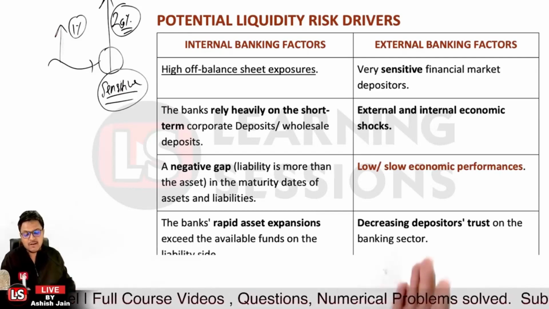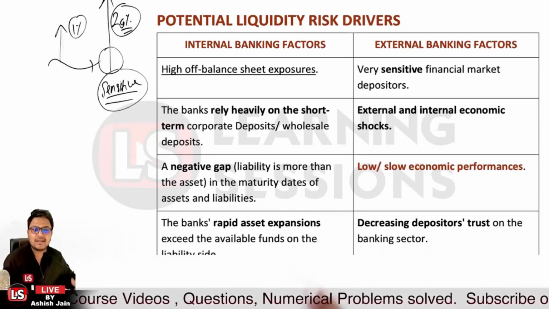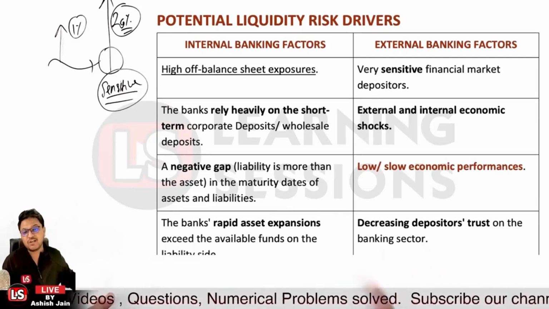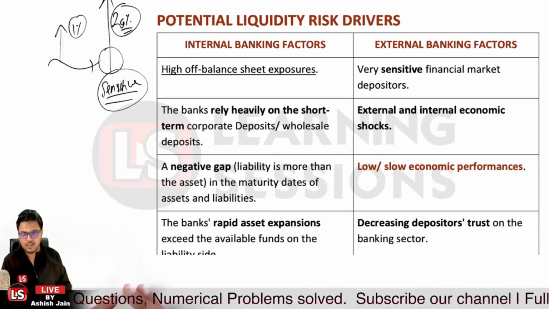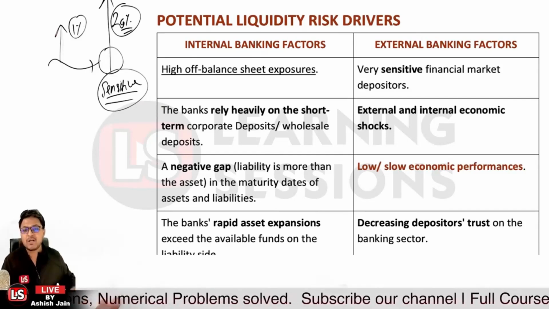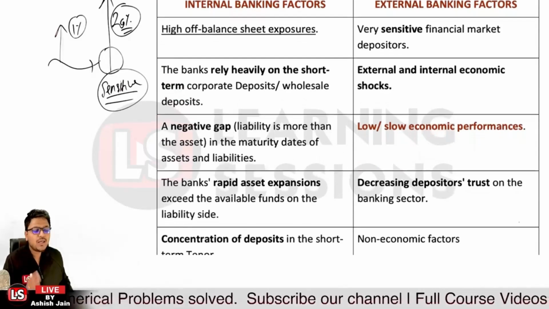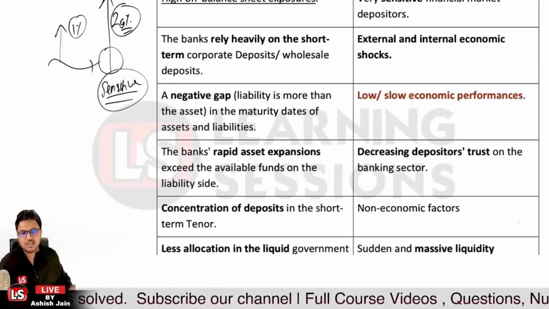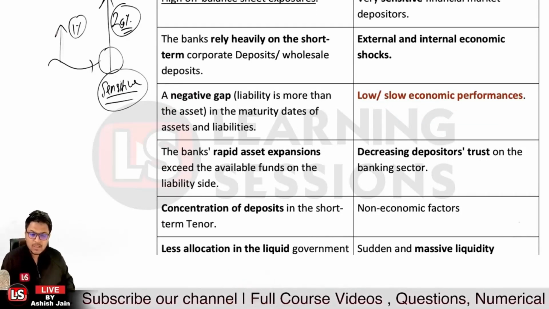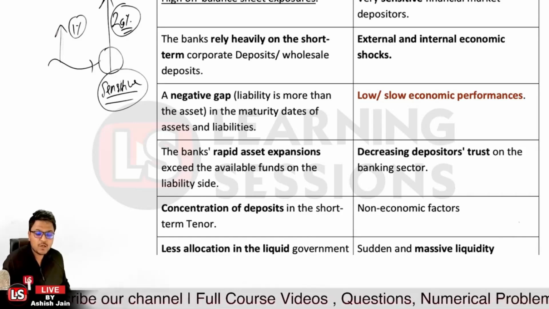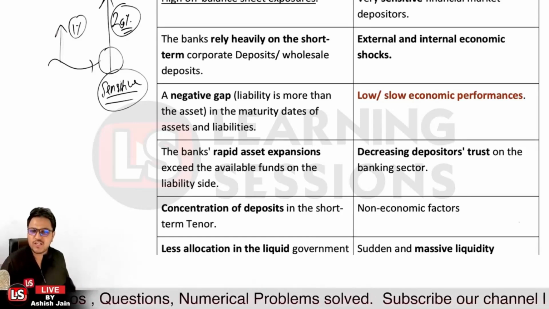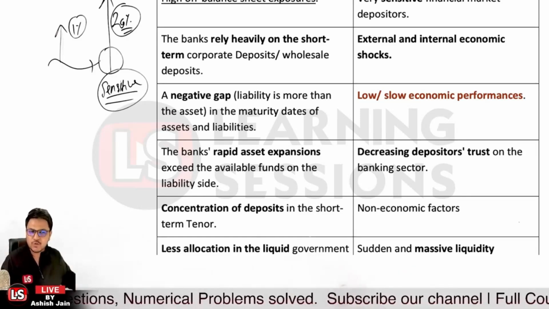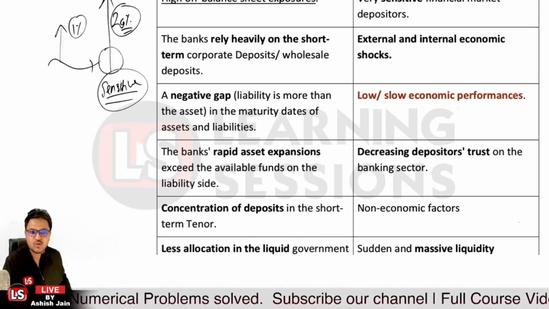And also it could be the case that the depositors have lesser trust in the banking sector, which will lead to them withdrawing funds, like what happened in the case of Yes Bank. Okay, then there are also non-economic factors. Let's take the case of political stress or something else related to it, which can also lead to liquidity positions and liquidity risk.